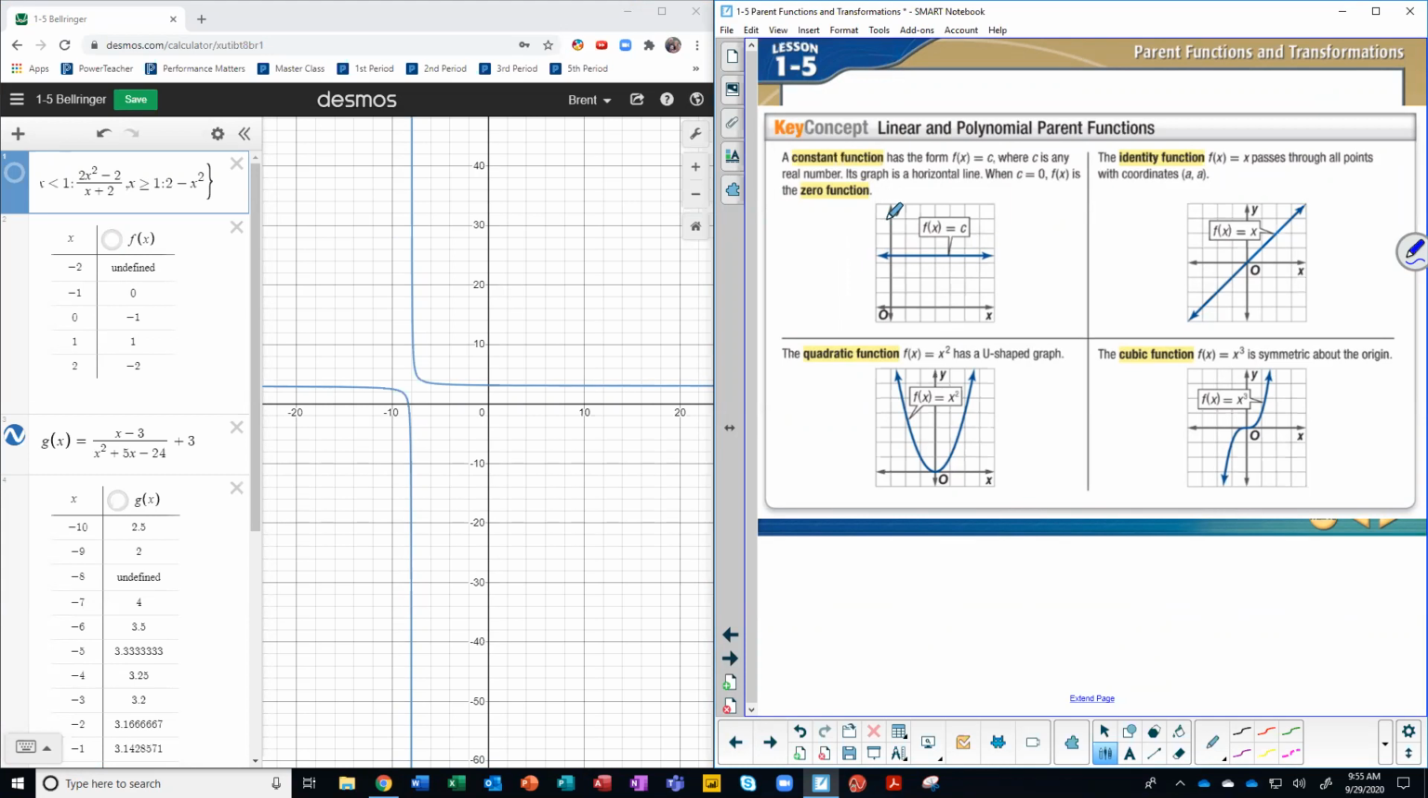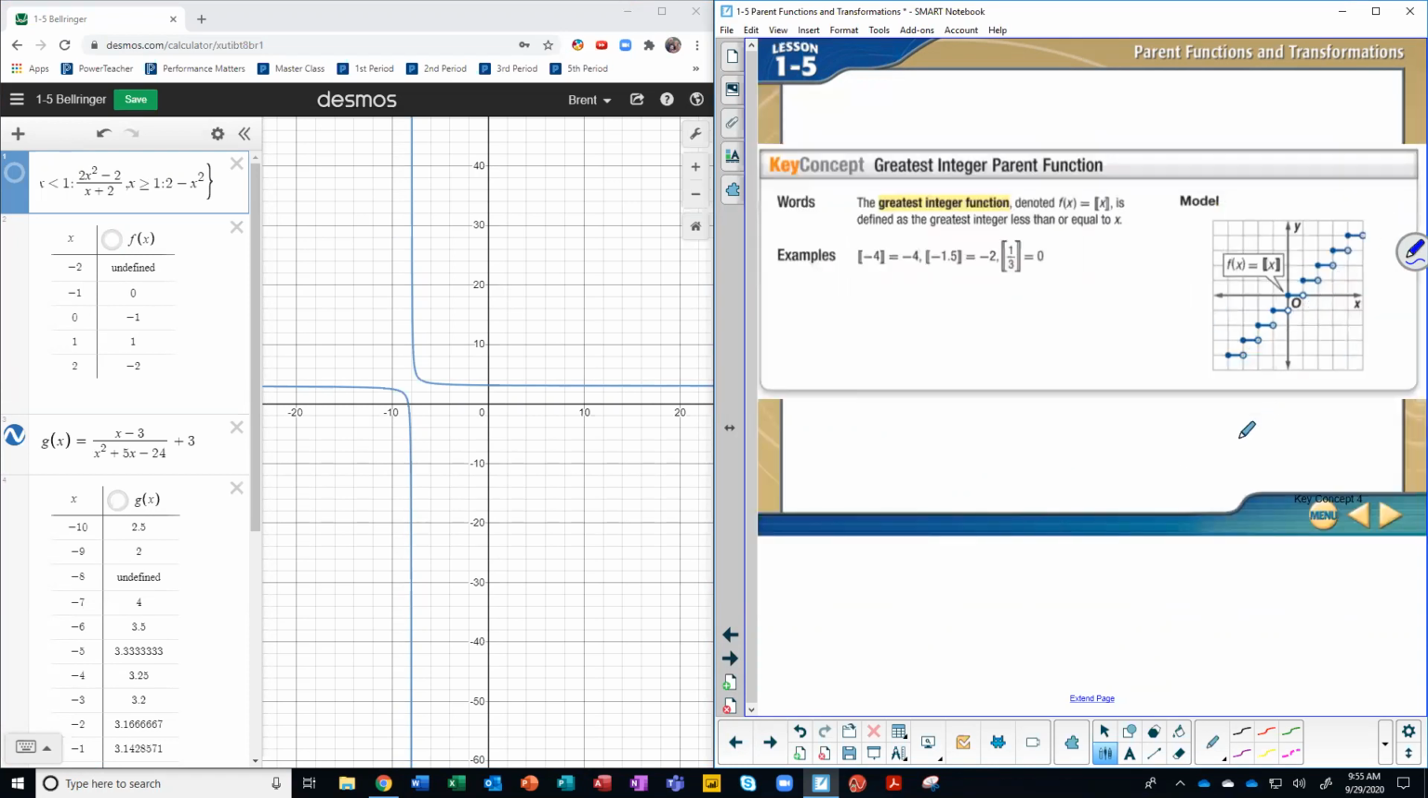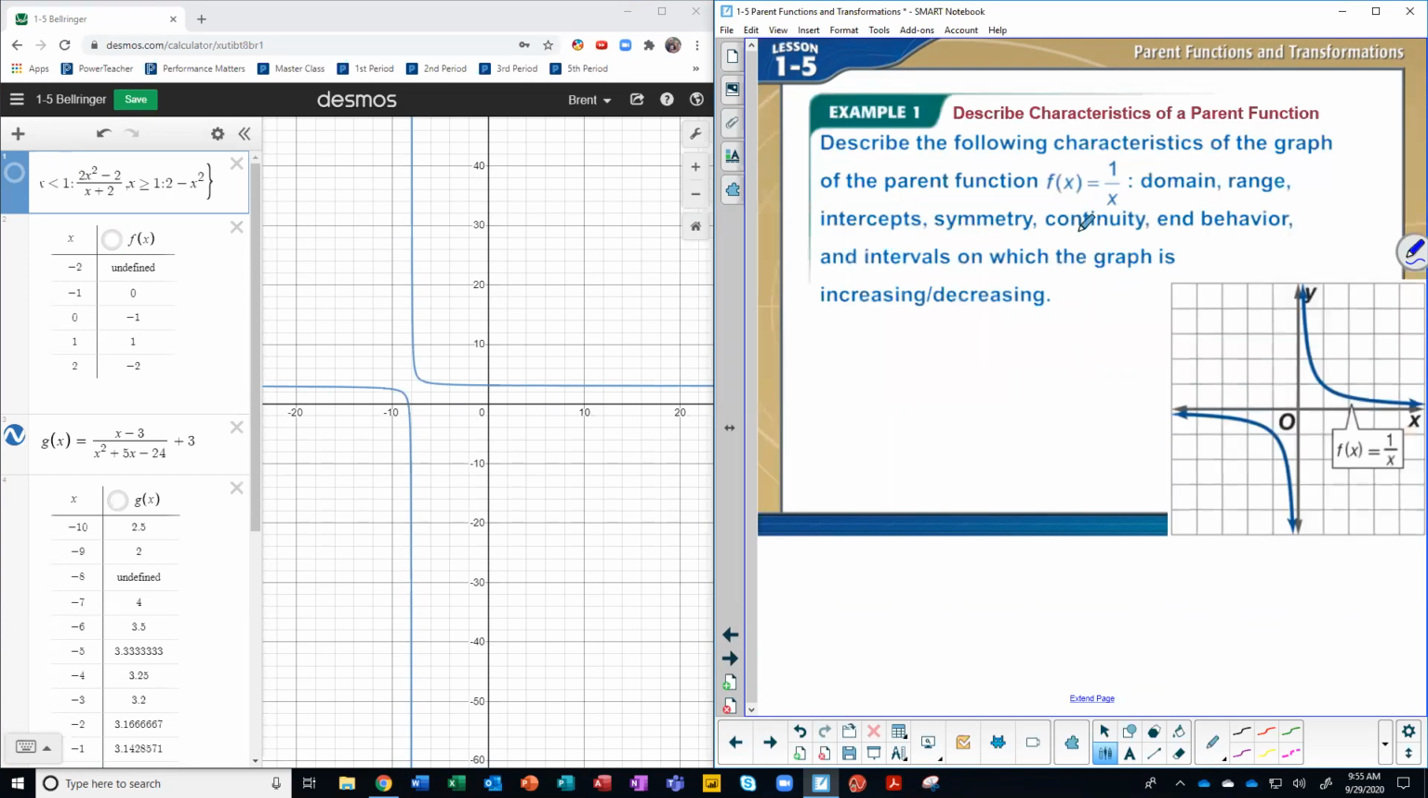We'll look at the zero function, also known as constant function, a linear or identity, quadratic, cubic, square root. This calls it reciprocal. I usually call it rational. It comes from the ratio 1 over x, absolute value, and greatest integer. You'll have 8 more that appear in the second semester, or really more like December moving forward. But those are the 8 we're going to play with today.